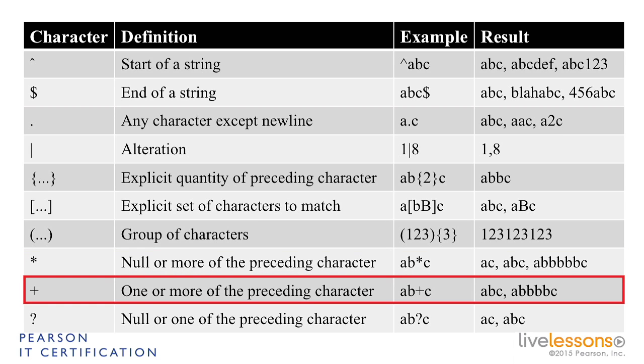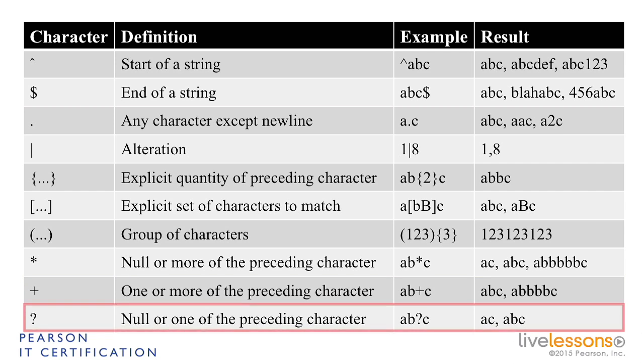Then we have plus, which matches one or more of the preceding character. So it's a little bit like star, but you need to have at least one. And then we have question mark, which is null or one of the preceding character. So AB?C would give a match on AC and on ABC, but not on ABBC.